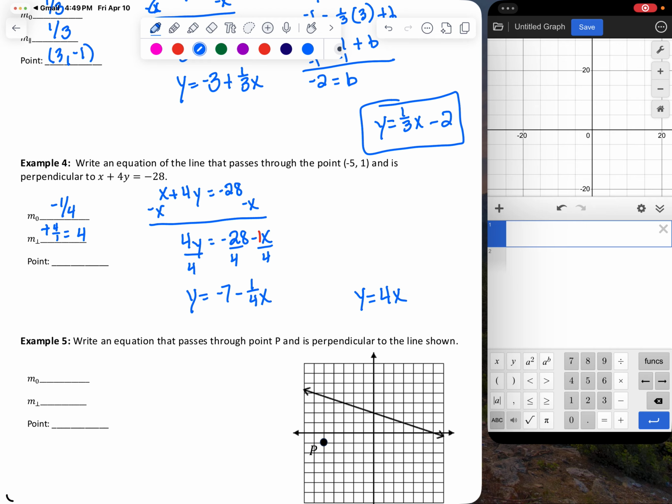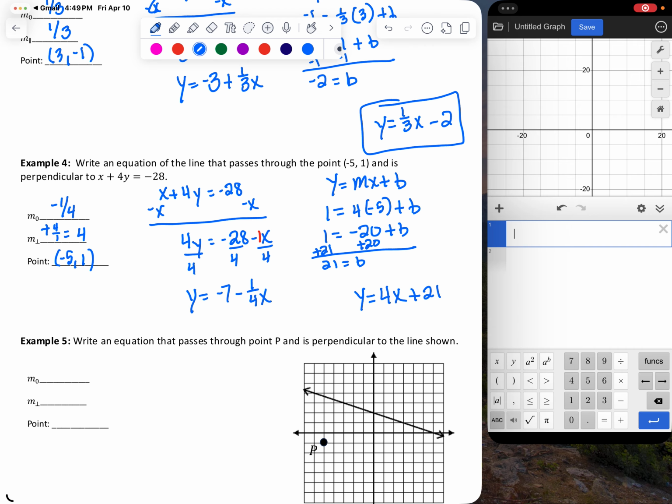All right. Now, the point we want our line to go through is (-5, 1). So use your slope-intercept form, y = mx + b. We'll put a 1 for the y, a 4 for the m, -5 for the x, and then plus b. So 1 equals -20 plus b. Then add 20 to both sides. So 21 is equal to b. So our equation is y = 4x + 21.